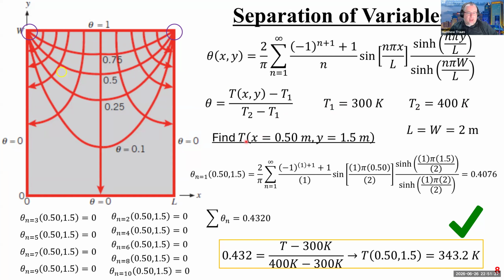And then I'm going to say, I want you to find the temperature at X equals 0.5 meters and Y equals 1.5 meters if this thing is a square. Doesn't look like a square, but it's a square where L equals W equals 2 meters. So length equals width equals 2 meters. Okay, so where is that spot? Well, X equals 0.5. If this is the X direction and this whole distance is 2 meters, halfway through is 1 meter, and then halfway again is half a meter, and I go up, and there's that spot.